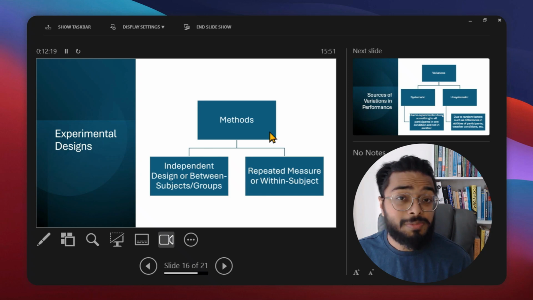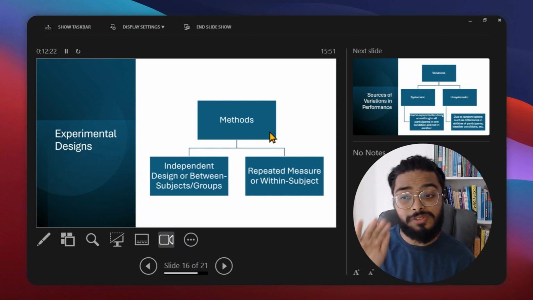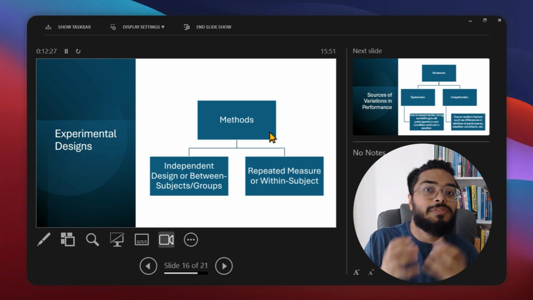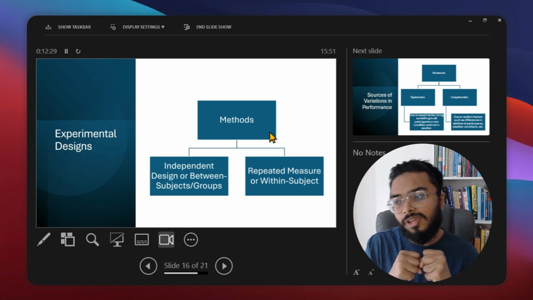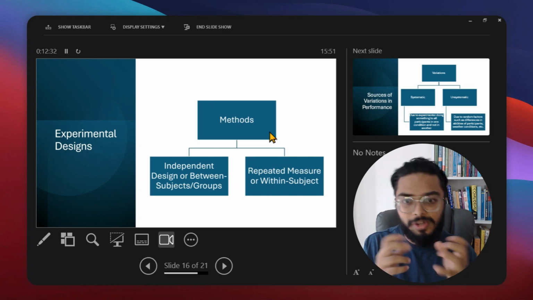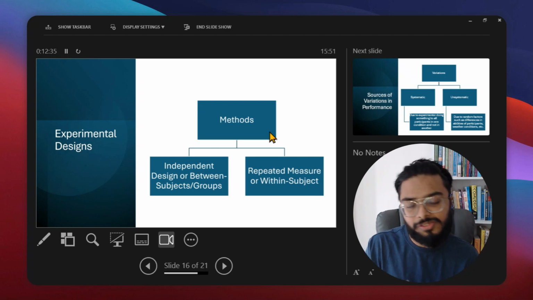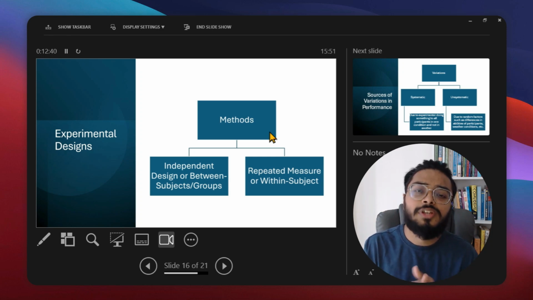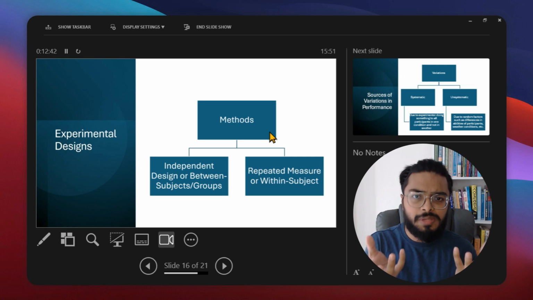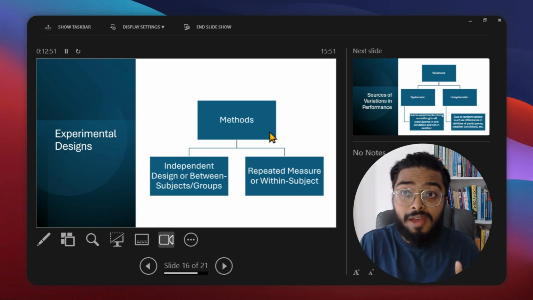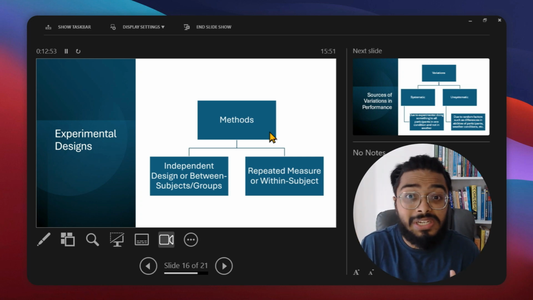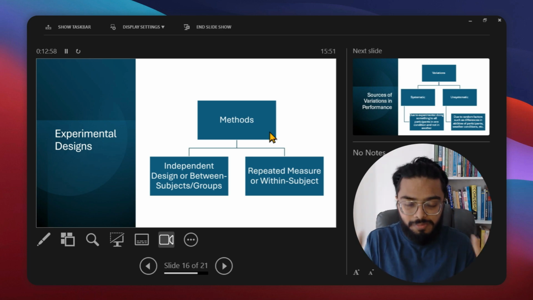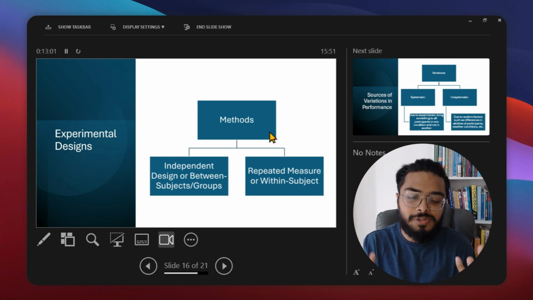So there are two types of experimental design. One is independent design and the other one is repeated design. The independent design is between two different groups, and repeated measures is within the same subjects. So let me give you an example of independent groups. Let's say you have two groups of people, both of them diagnosed with PTSD, post traumatic stress disorder. So you have two groups of patients, both diagnosed with the same kind of disorder.